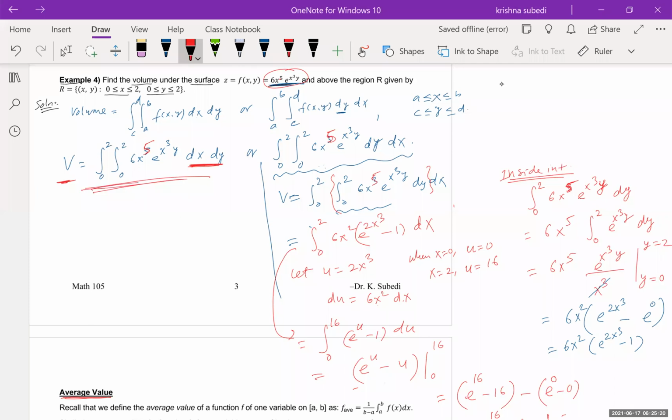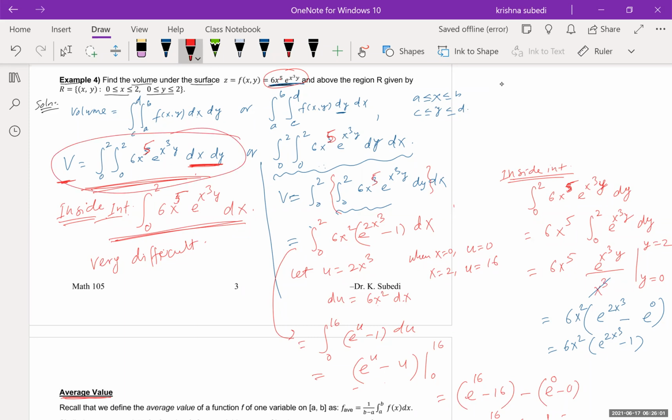So if you want to deal with this, your inside integral is going to be 0 to 2, 6x to the power 5 e raised to the power x cubed y dx. But integrating this with respect to x is not easy, okay? It's very difficult, I'm telling you. Sometimes in some other situations it may be impossible, but for this particular question, it's going to be very difficult. So I don't suggest using this order.